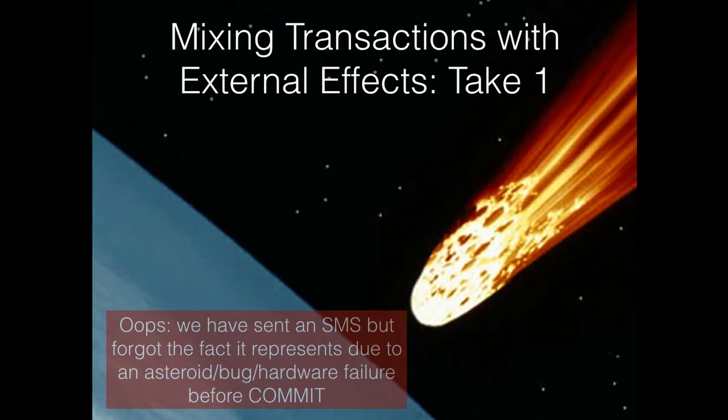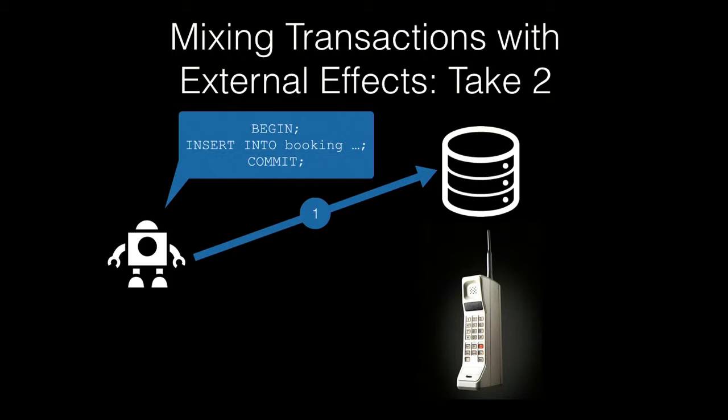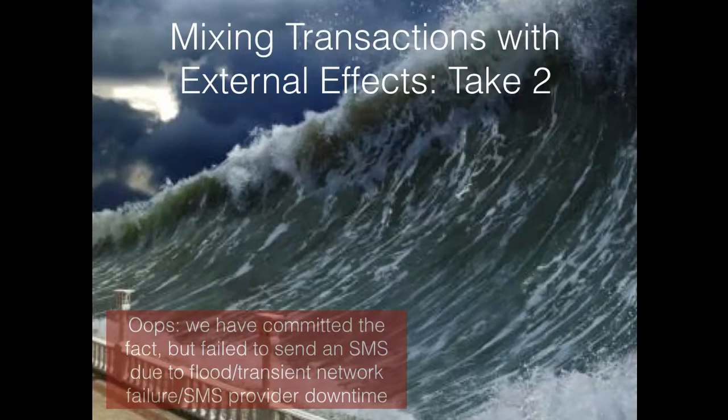So that's take one. If we try take two, begin the database transaction, do all the stuff you need to do to book a seat on a plane, and commit that, and next we're going to send the SMS message. But at that time, suddenly there's a flood, or you lose network connectivity, or something less dramatic happens. And now we haven't sent any SMS, and we haven't got any persistent record of the fact that we intended to do that.